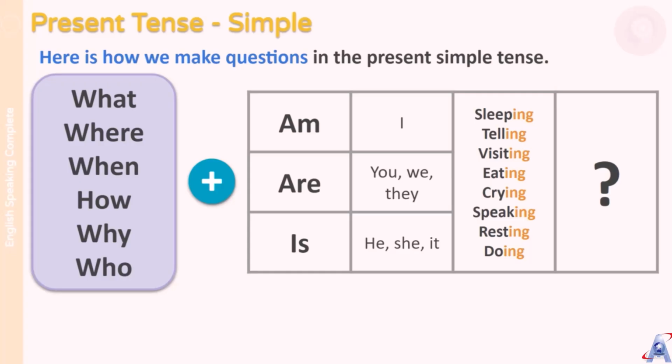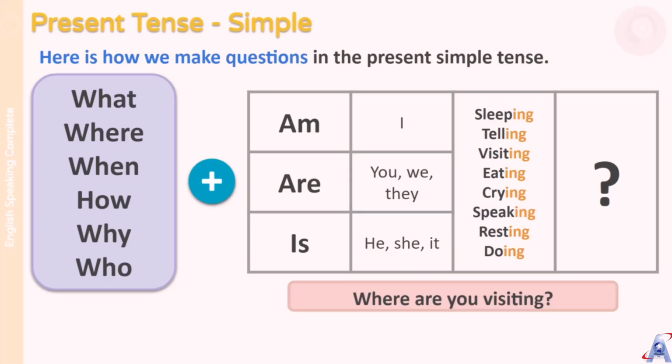Am I, and then you can use any of the verbs. Are you, are we, are they. Is he, is she, is it. And of course you can add our 6 W's before any of these helping verbs, these am, are, is. We can add them before that. So here's an example. Where are you visiting?